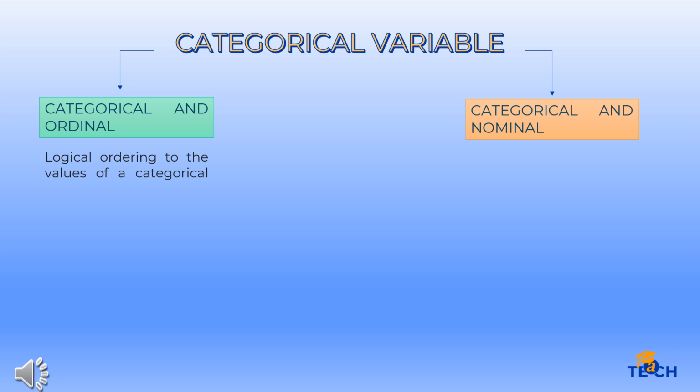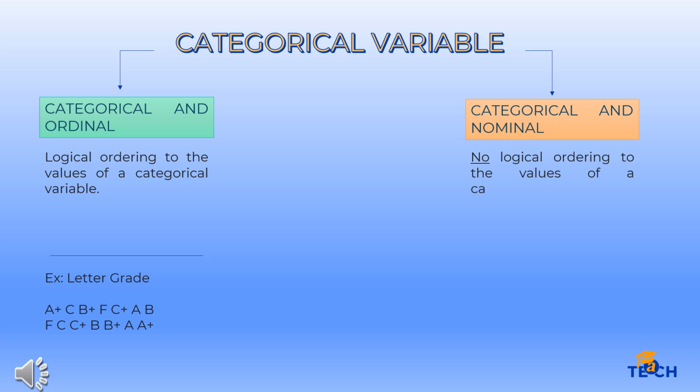Something is said to be categorical and ordinal if there is a logical ordering to the values of a categorical variable. A good example of this would be letter grade. We can logically order the values of these categorical variables from high to low or from low to high. Something is said to be categorical and nominal if there is no logical ordering to the values of a categorical variable.